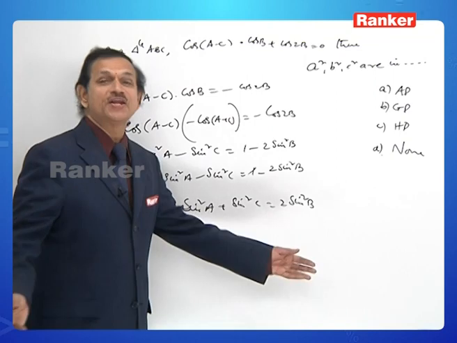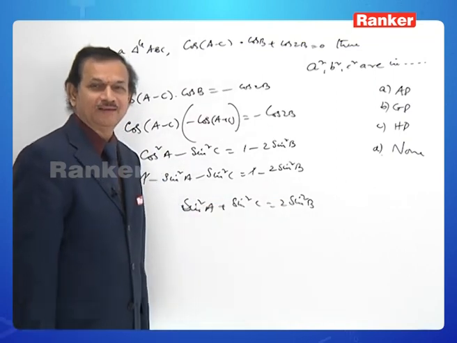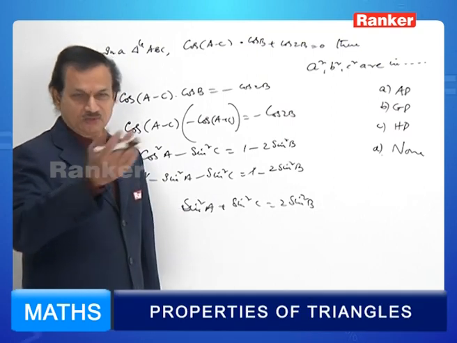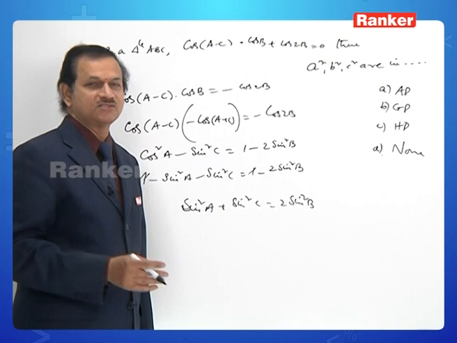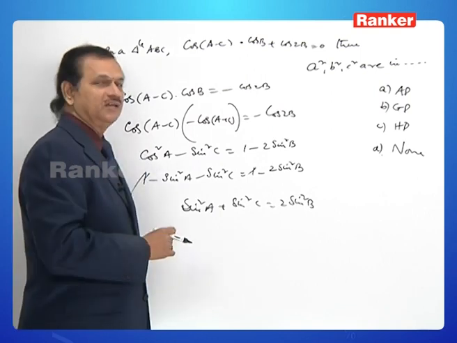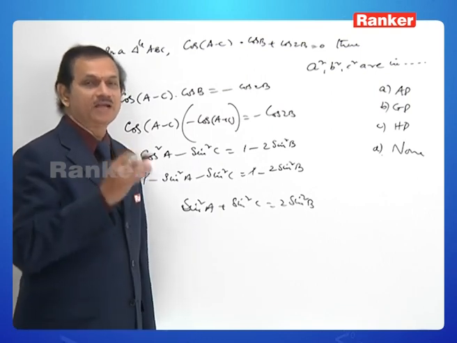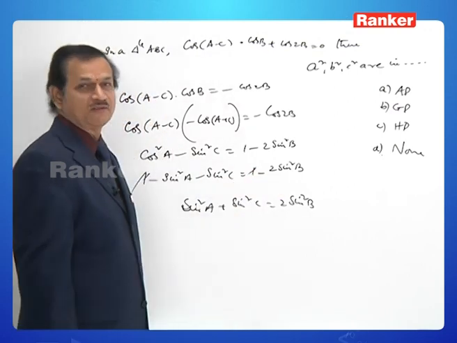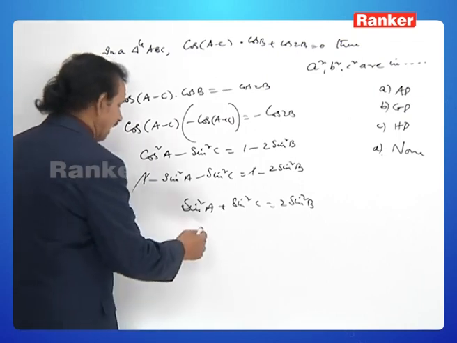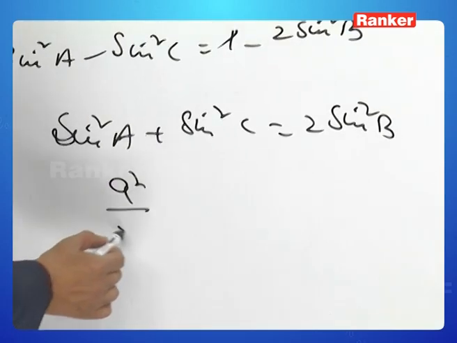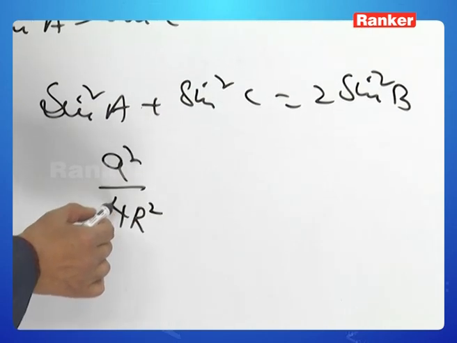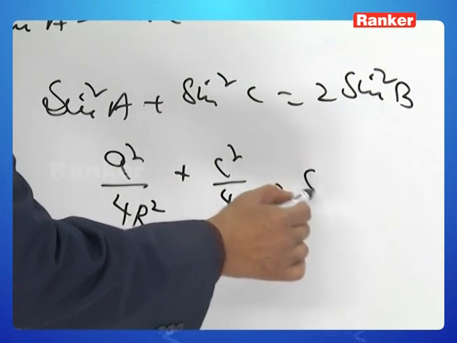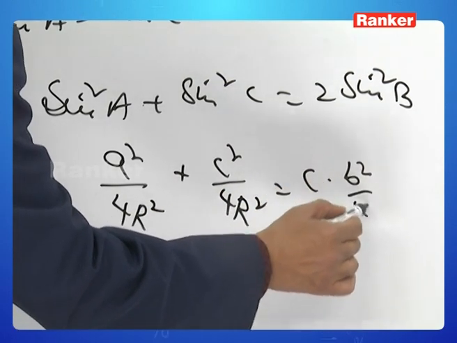Now the sine rule comes into play. I think you could have remembered it. What is sine rule? a by sine A is equal to b by sine B is equal to c by sine C is equal to 2R, isn't it? So, in the place of sine A, what can you have? a by 2R. In the place of sine B, b by 2R. And in the place of sine C, what can you write? c by 2R. So that this has a square by 4R square plus c square by 4R square is equal to 2 into b square by 4R square.